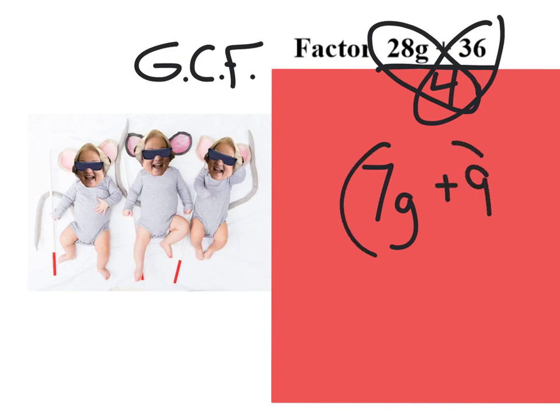And then what we do is we write what we divided out. We divided them by 4. So now you can see it's a multiplication problem. 4 times this 7g plus 9.